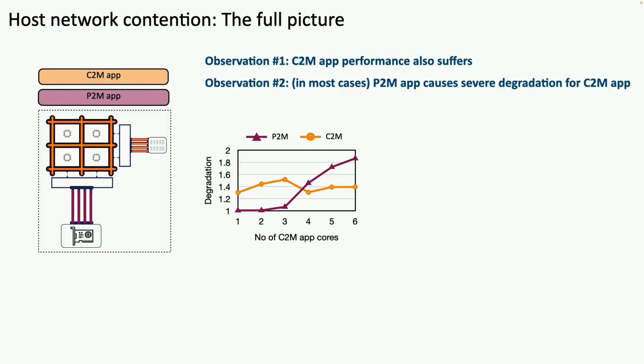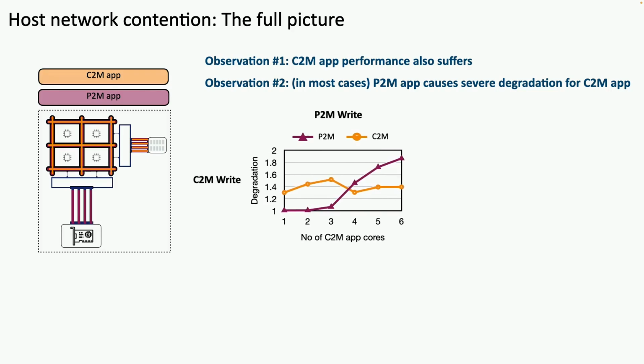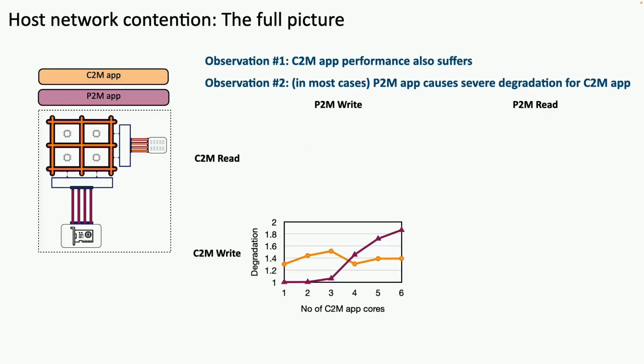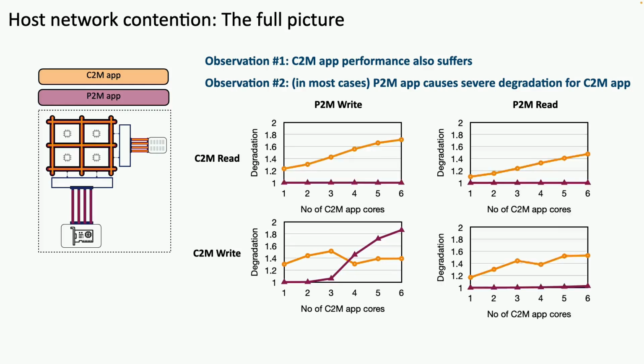To see that, this particular graph that I have here is for only one particular combination of reads and writes, where both the C2M and P2M are performing writes. If we look at all the possible combinations of reads and writes and look at the corresponding results, we see that in all the other combinations, the C2M throughput degrades, but the P2M throughput does not. So I'm going to call this the blue regime, just to give it a name.